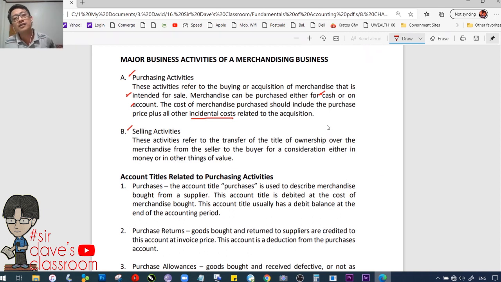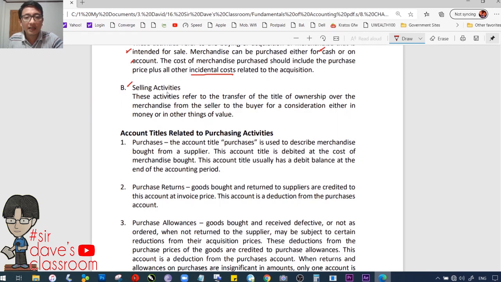Ano ba yung mga incidental costs na tinatawag? Tulad nung pamasahe nung pinabili mo. That would be accounting for freight. Later on, we'll be discussing that extensively. And letter B, selling activities.